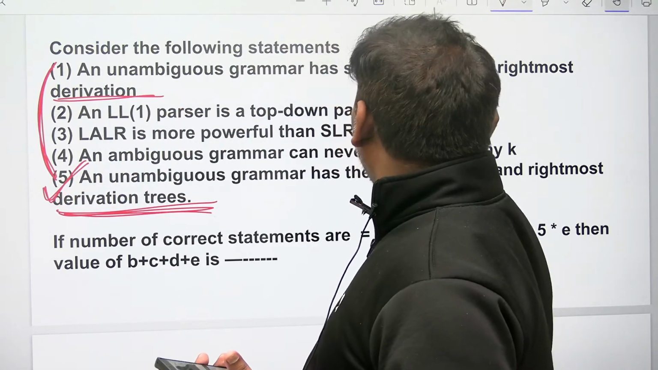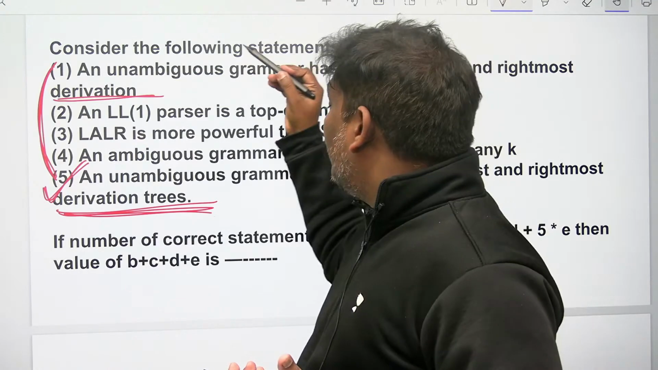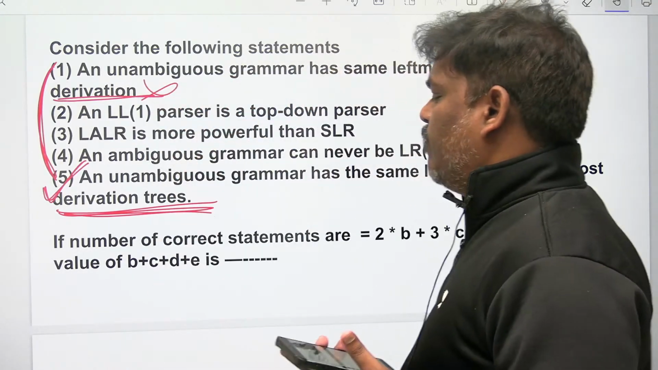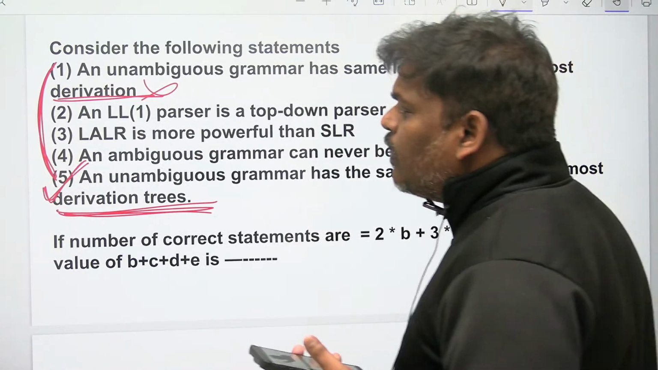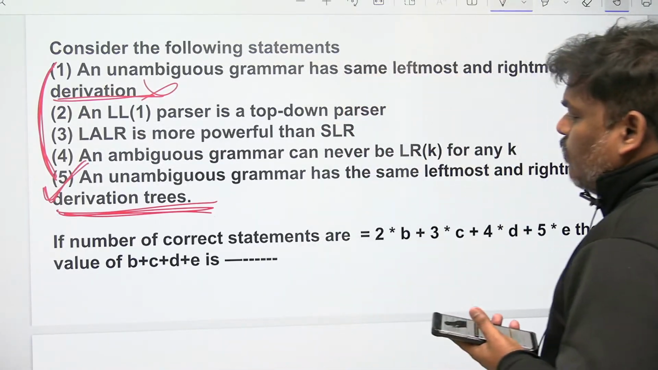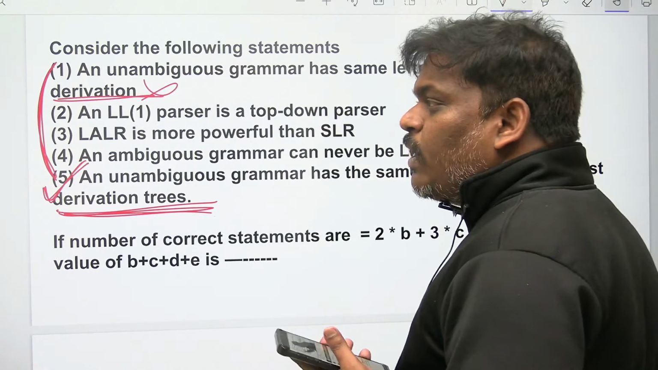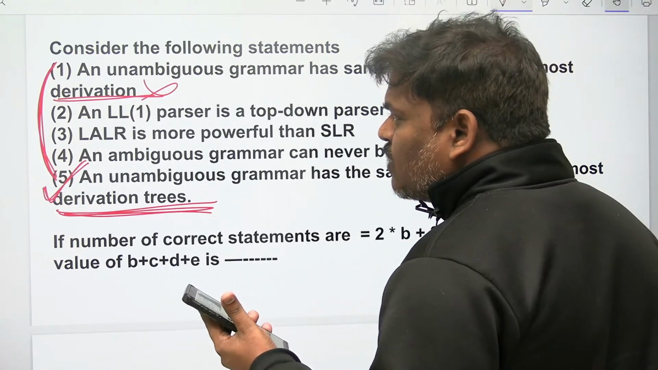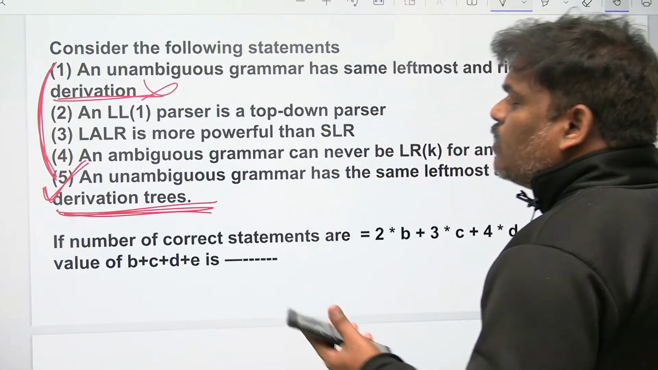But does an unambiguous grammar have the same leftmost derivation and rightmost derivation? No. Derivations need not be the same. The derivation is different, though the derivation tree is the same. Please be careful. So the first one is false, the fifth one is true.